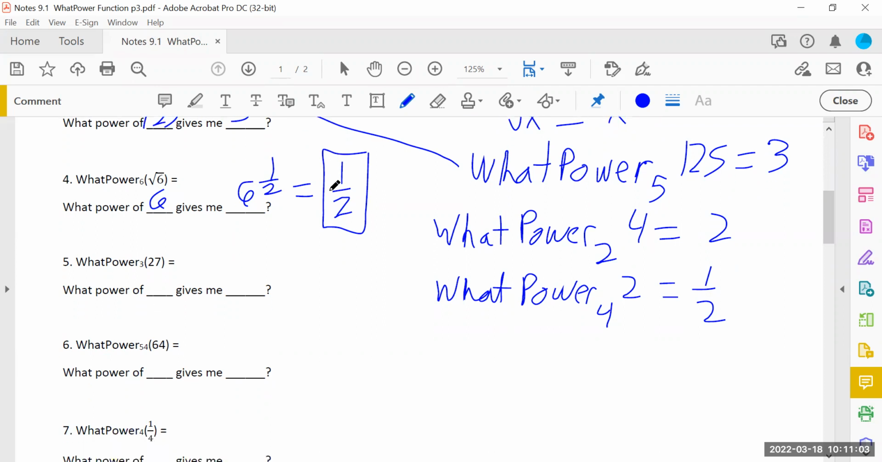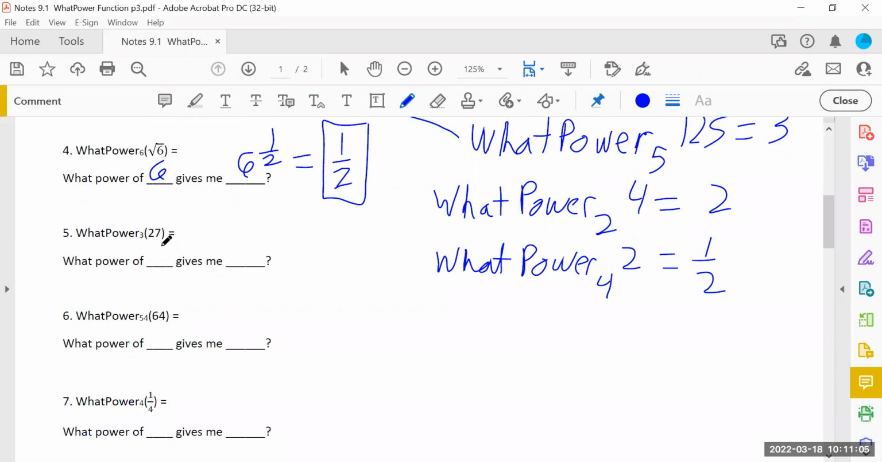Okay. Now we've got another easy one. What power of 3 gives me 27? Do you all agree? 3 3s make 27.